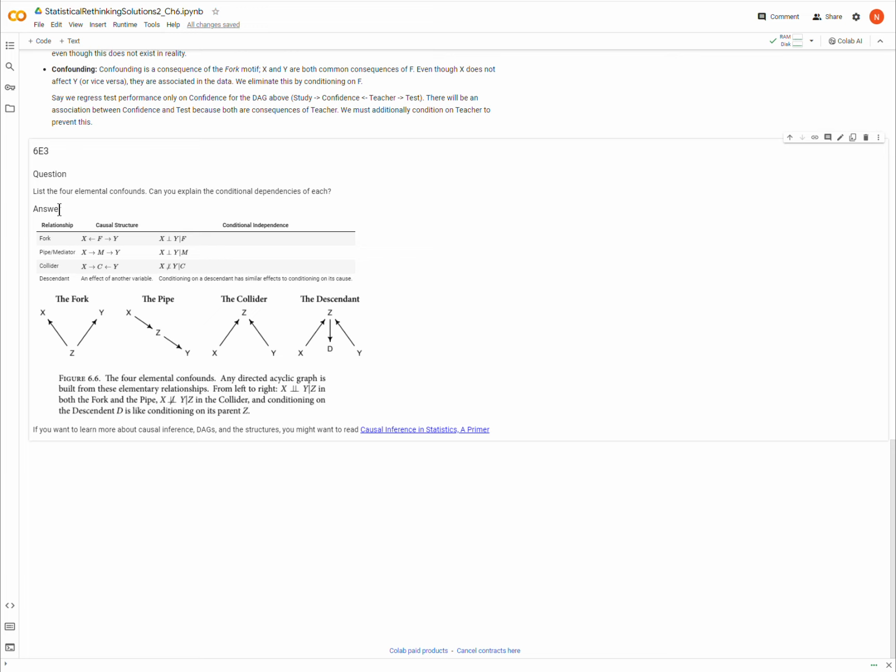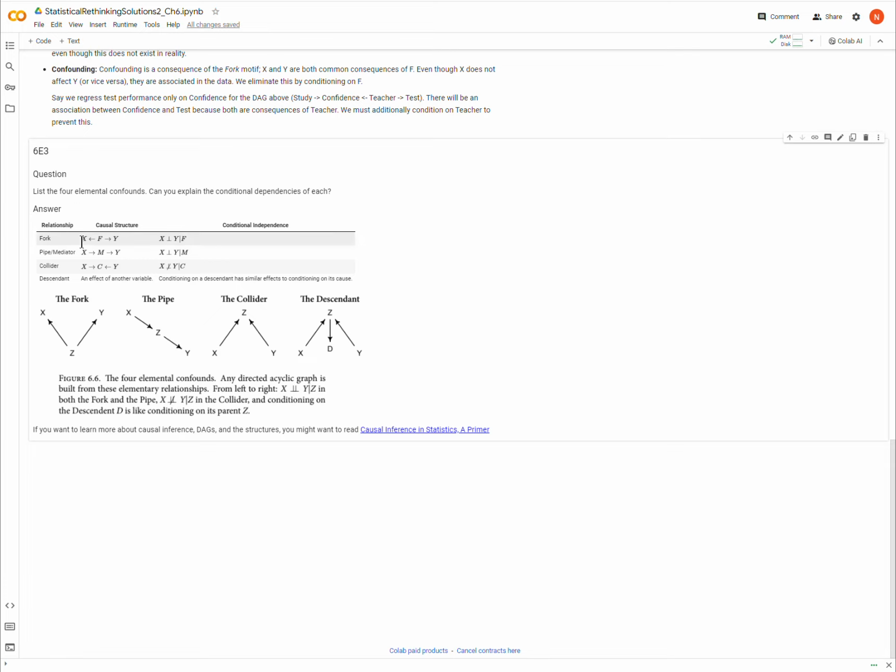Okay, so the four fundamental structures are presented here in two different ways. One is in this table, in kind of the inline representation of it, as well as the figure from the book that I've just copied and pasted here. Okay, so let's go through these in order.